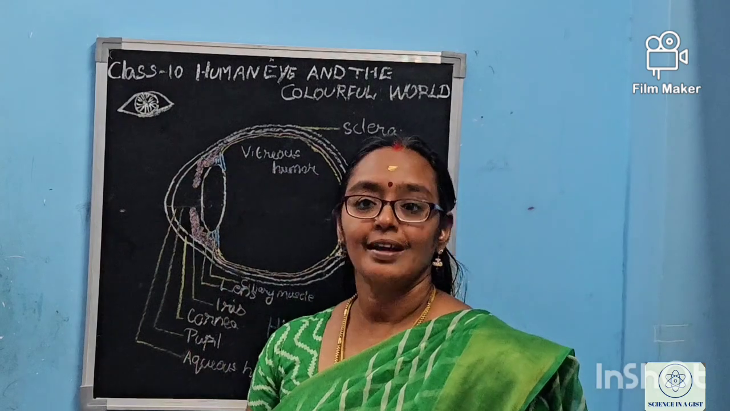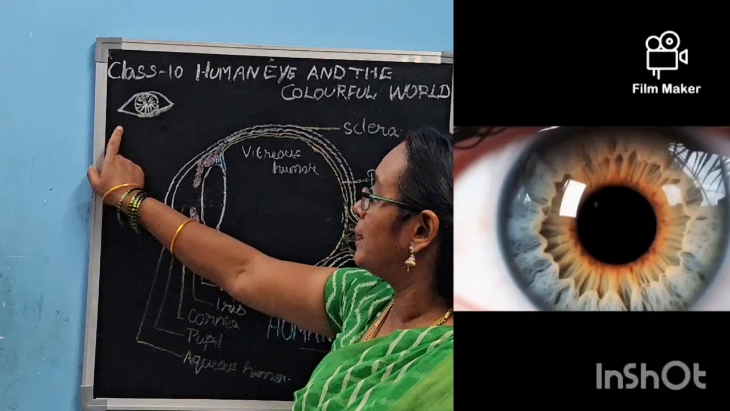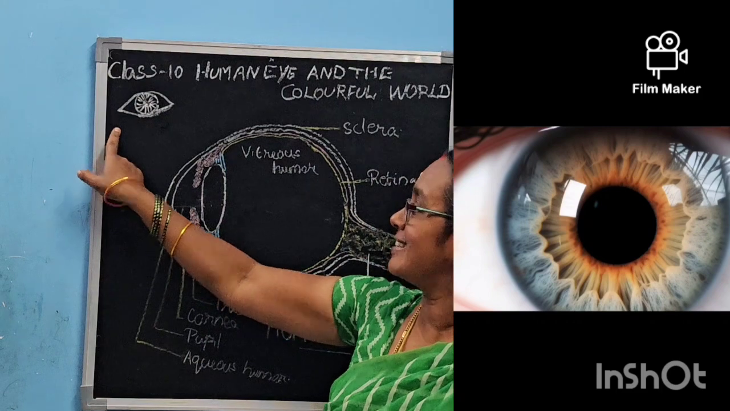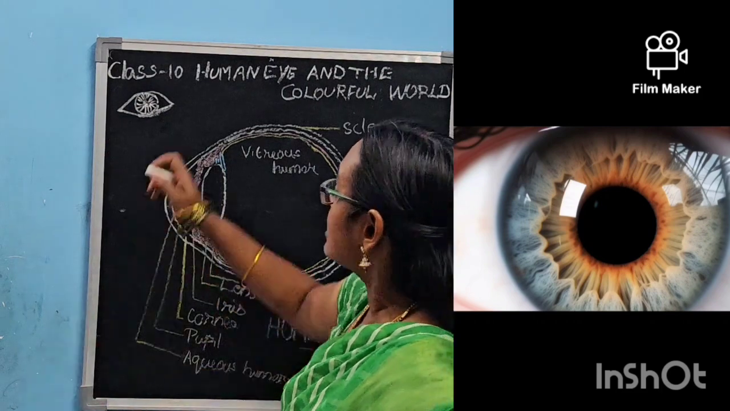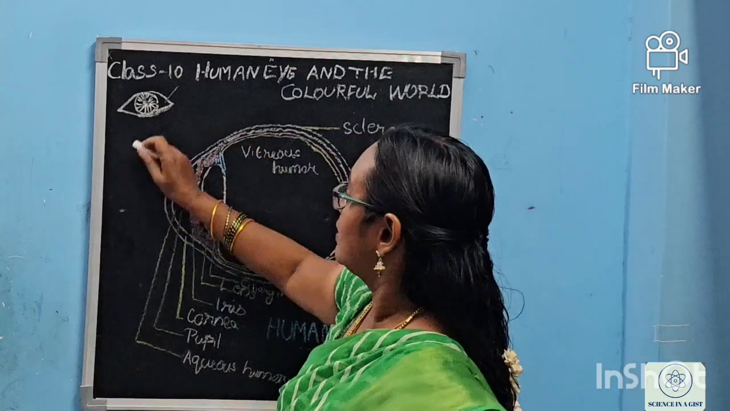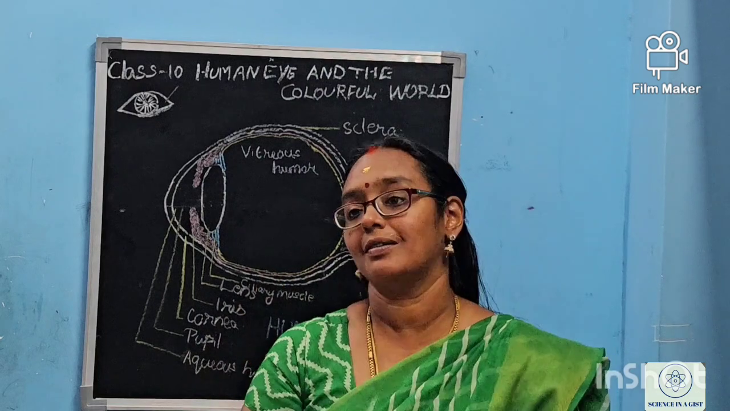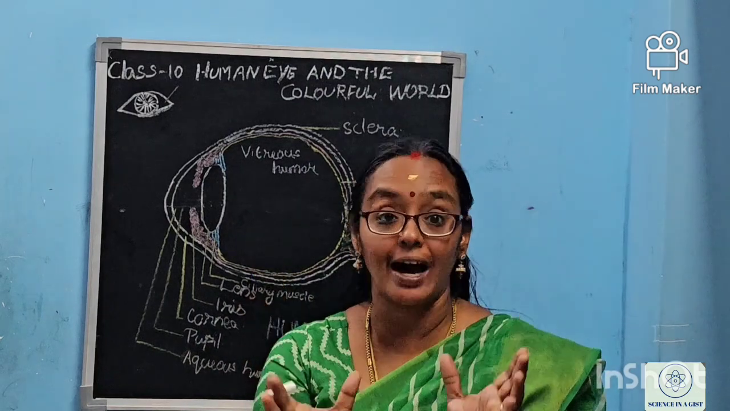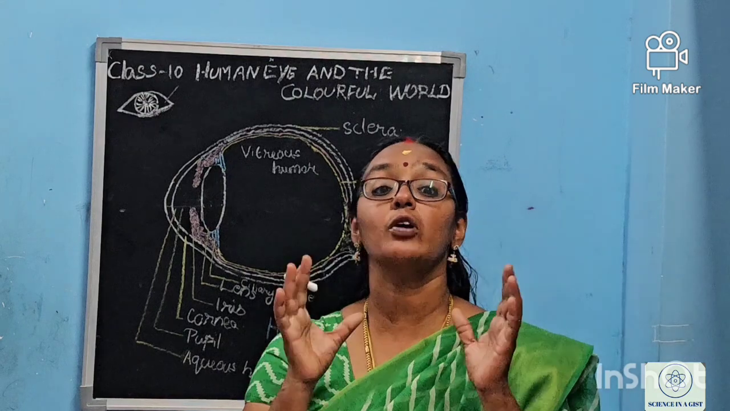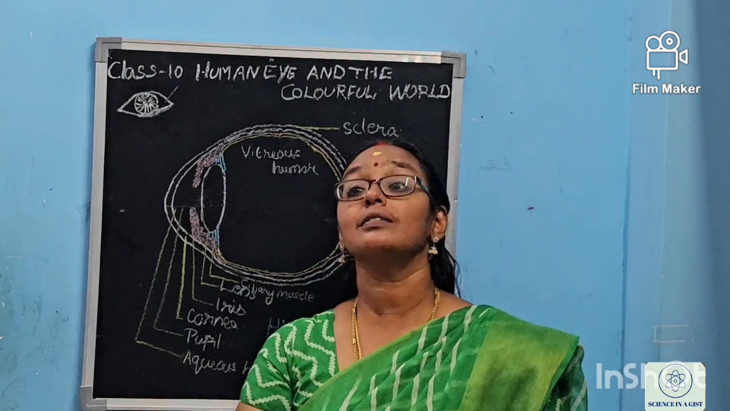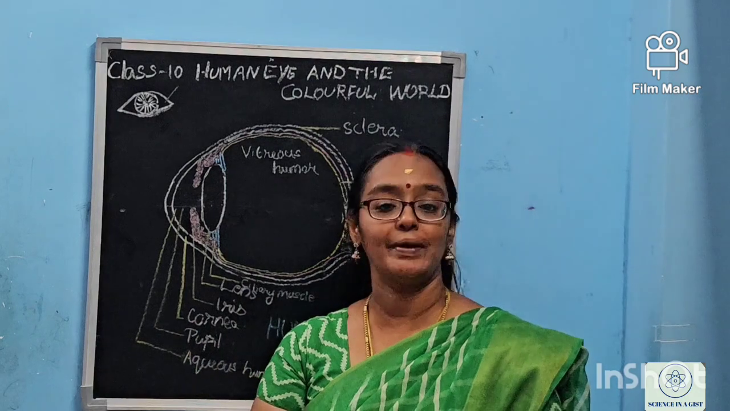Human eye. When we are seeing an eye, this is the eye. So what is this part? And this part? All these parts we are going to see. What are these parts? How does the eye work? What is the power of accommodation of the eye? And what are the defects of the eye? All these we will be discussing here.